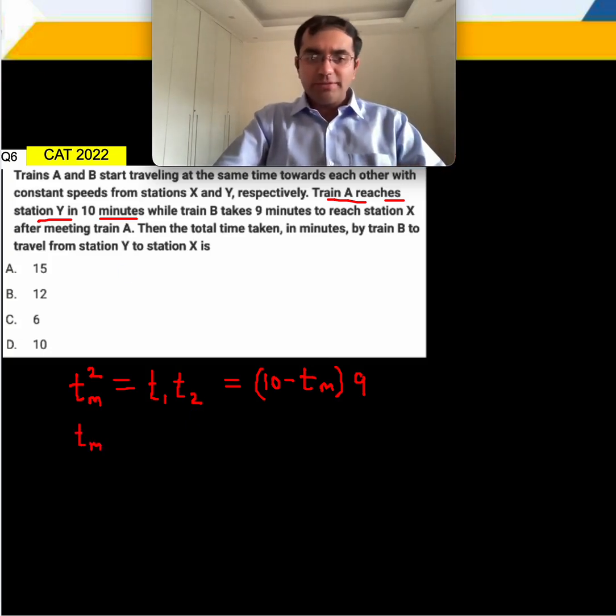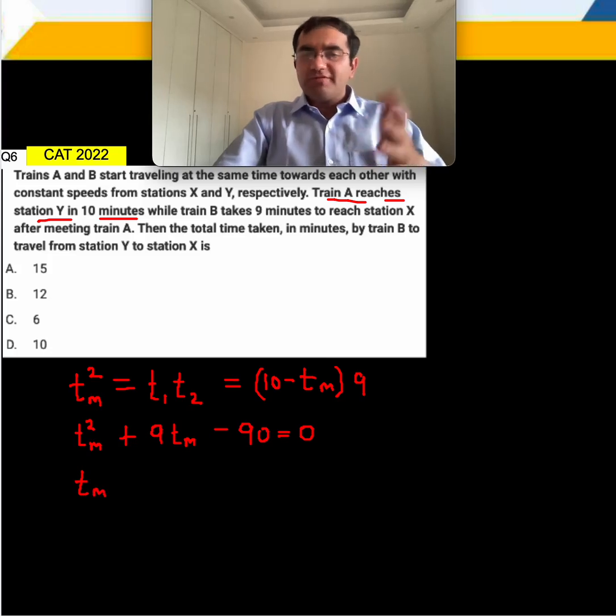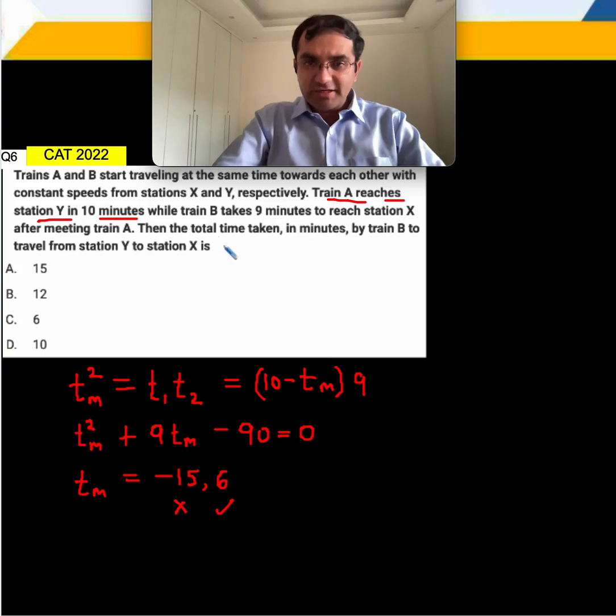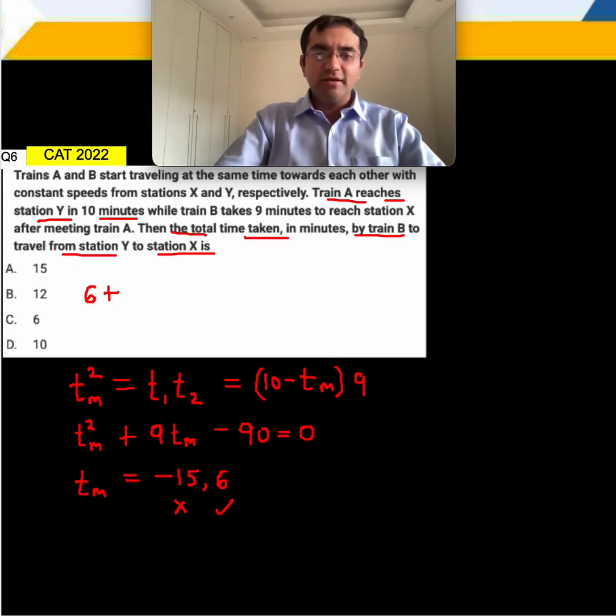So quickly we solve this quadratic. Plus 9Tm minus 90 is equal to 0. Solve the quadratic. Tm is equal to either minus 15 or 6. Obviously it cannot be negative. So the time of meeting for each of the trains is going to be 6 minutes. Then train B takes 9 minutes after meeting and 6 minutes to meet. So 6 plus 9, 15 is the right answer for question number 6.